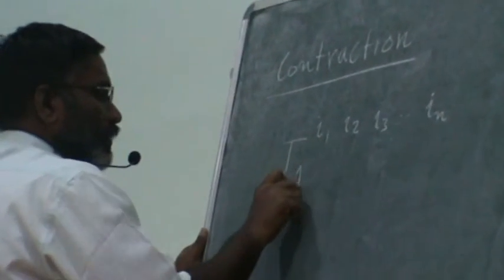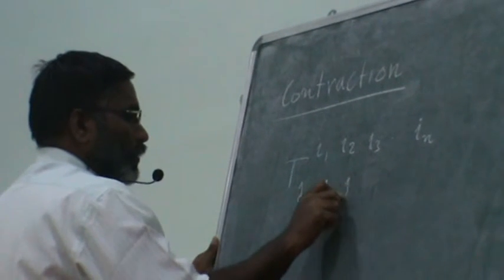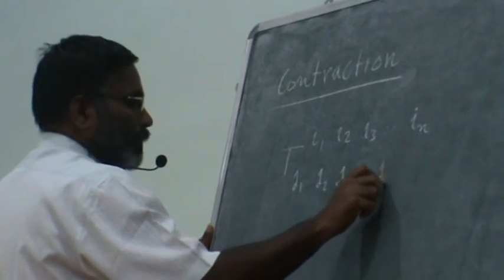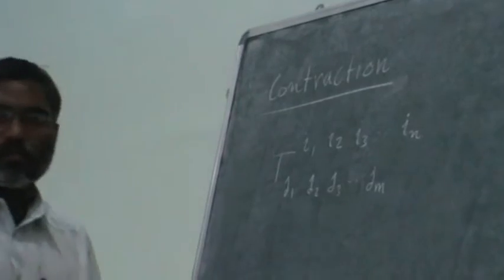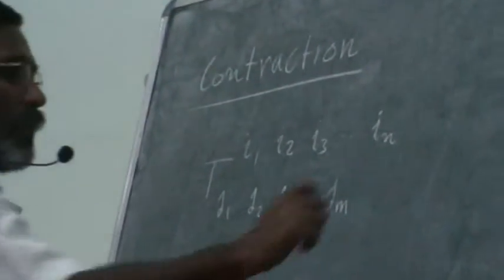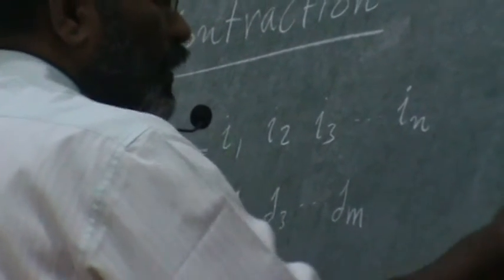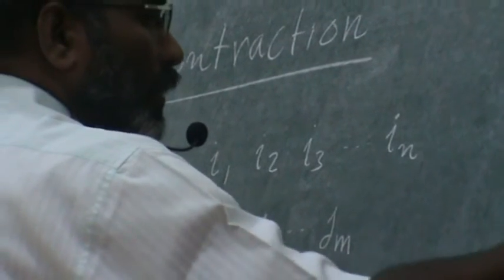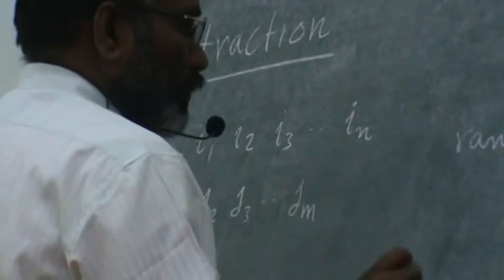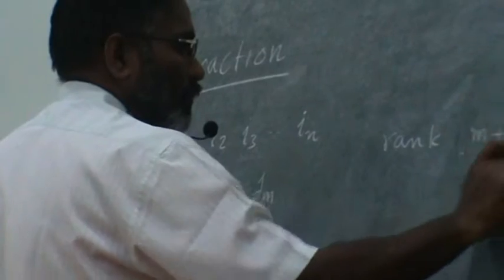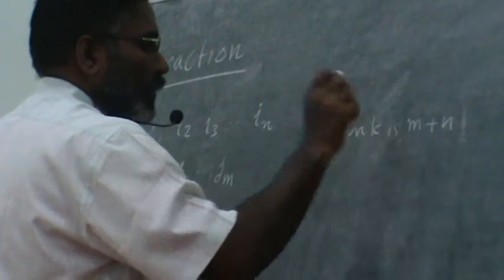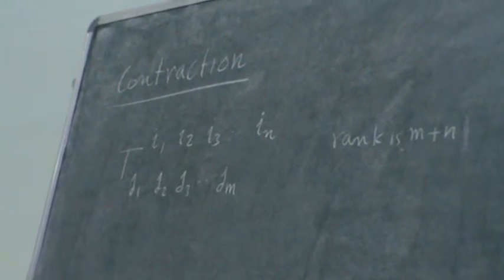etc. In J1, J2, J3, etc., Jm. So this is a tensor of n plus m rank. Okay, so the rank of this tensor is m plus n. Rank is m plus n.